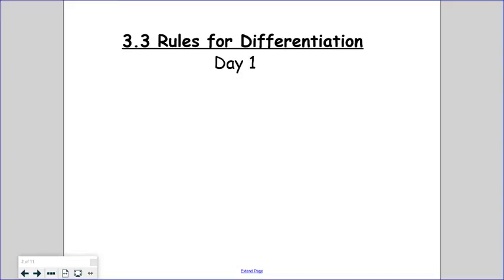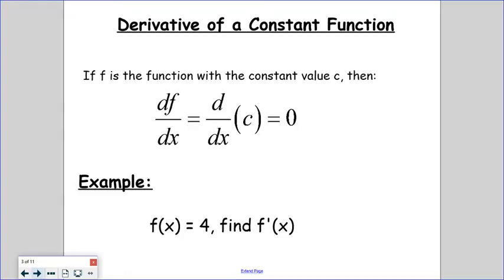All right. Starting with our rules for differentiation. We actually have talked about this rule before.